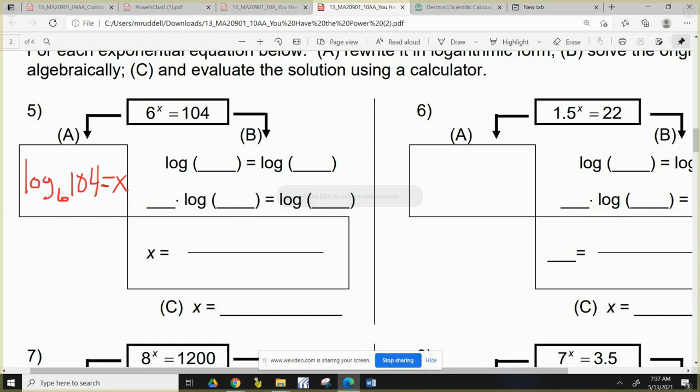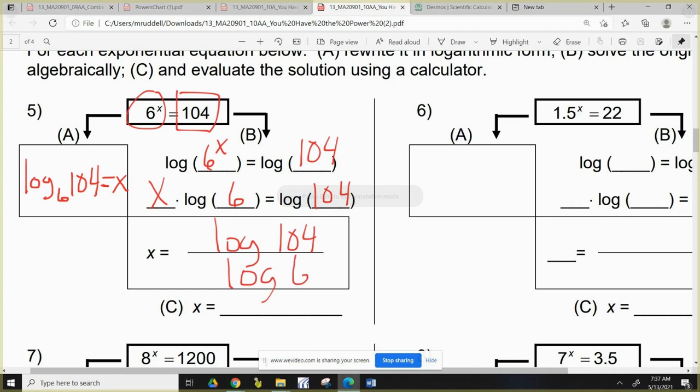The other way to do this is to log both sides. So this side of the equal sign, this side of the equal sign, move the exponent to the front, divide. And log 104 divided by log 6 is 2.592. What did we end up doing? We end up taking the log of this number and dividing it by the log of this number.